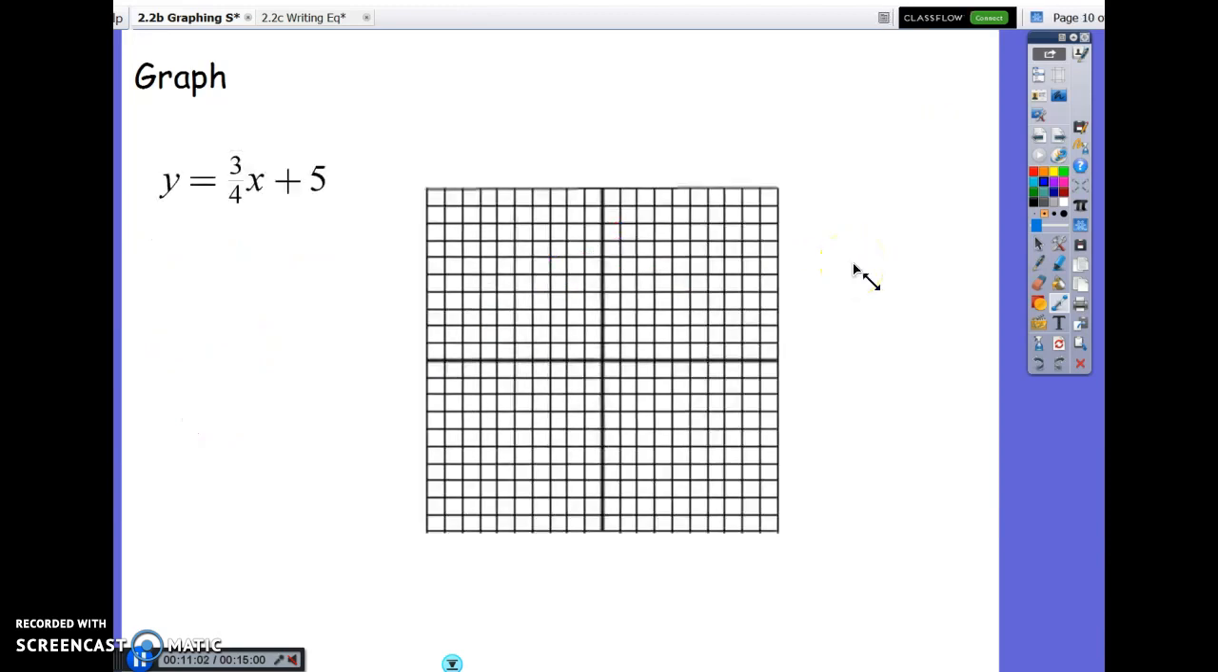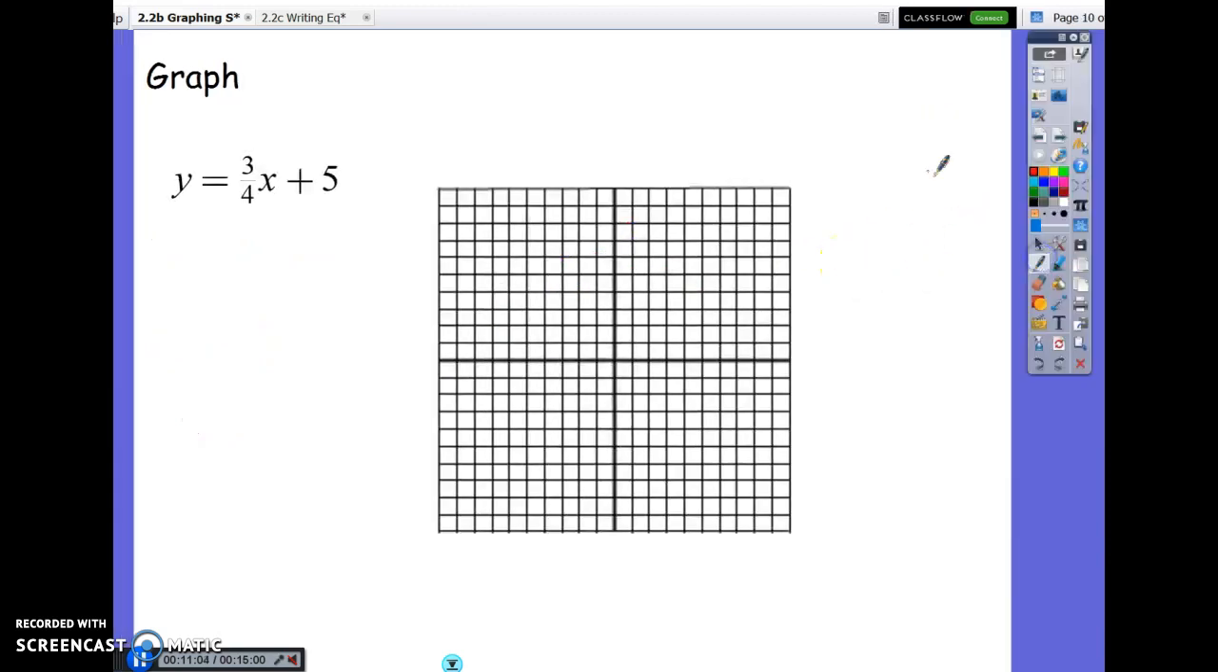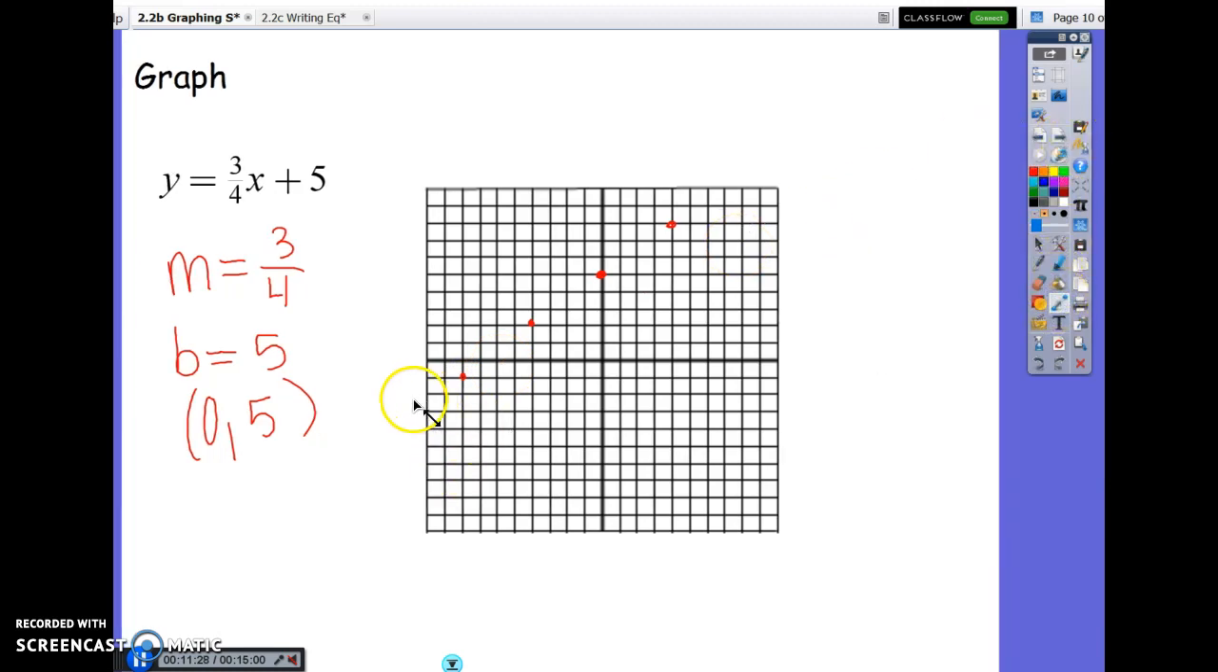Just to recap, you find your slope and your y-intercept. So slope would be 3/4, y-intercept would be 5. You graph your y-intercept, the point 0, 5, and then you use your rise over run. So up 3 over 4. You use that rise over run in order to graph the rest of your points. Once you have at least 2 points, you just connect them, and that is all you need. That is your graph.